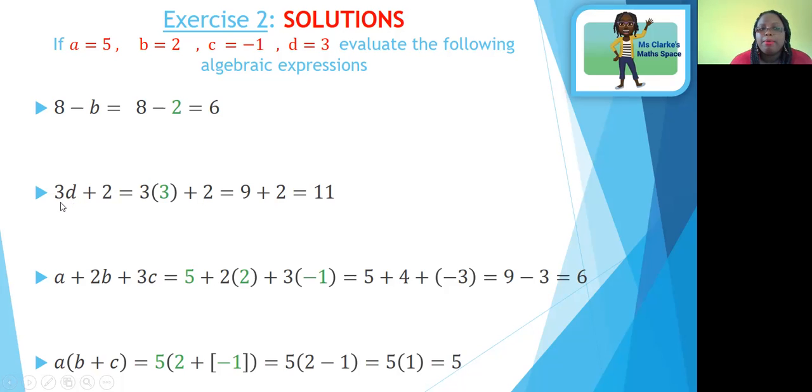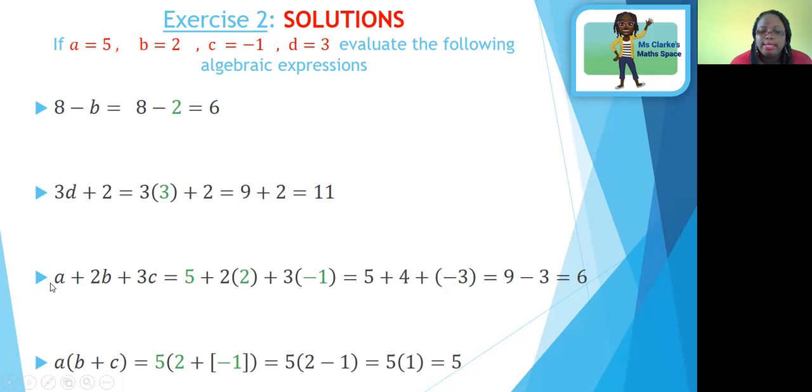Our second example is 3D plus 2. So you're going to be replacing D with the value of 3 because D is equal to 3. So 3D is 3 multiplied by D. So we end up having 3 multiplied by 3. And then you add 2. 3 by 3 is 9. And then you add 2. 9 and 2 is 11. So our answer is 11.